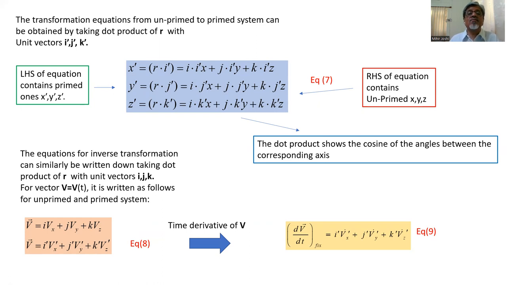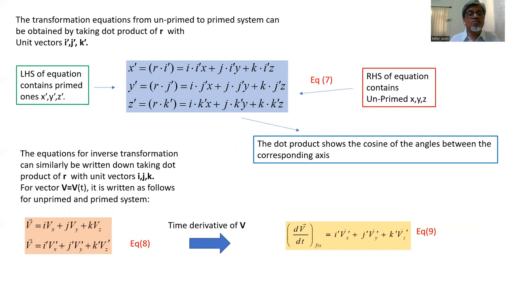So these are having the X, Y, and Z. The right-hand side terms are having unprimed terms, and the left-hand side terms are having primed terms. The dot product shows the cosine of angles between the corresponding axes, so they represent the direction cosines.